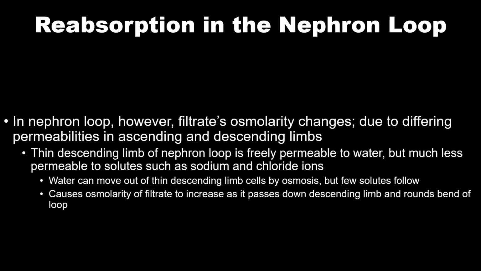And this thin descending limb is really freely permeable to water, but less so to ion solutes. So water is really easily able to move out of the thin descending cells via osmosis, but few solutes actually follow. This causes the osmolarity of the filtrate to go up as it passes down the descending limb, rounding the bend of the loop, right?